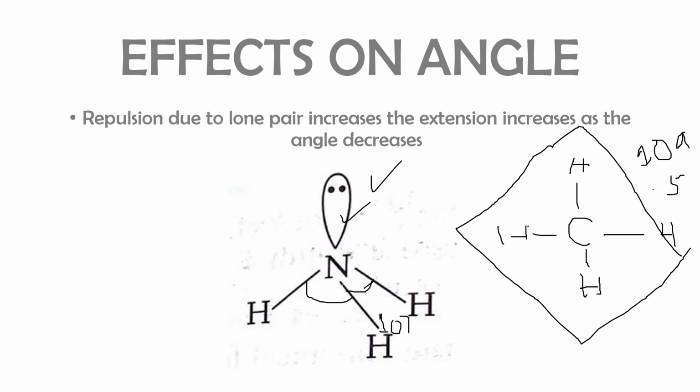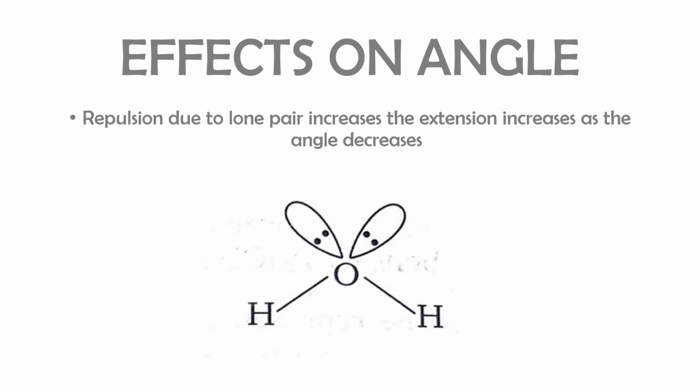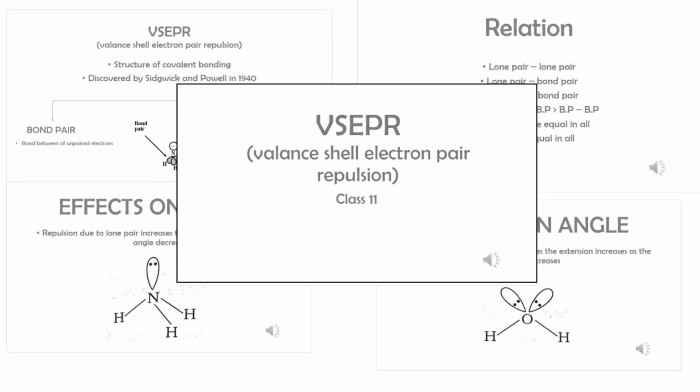Again, another example. The second example is H2O. Here we have two lone pairs, so more extension. So the angle between the hydrogen bond pairs would be 104. Two lone pairs, higher energy, more irregular shape, but that shape is different. For today's lecture, I hope that valence shell electron repulsion theory is now clear to you all. Thank you.